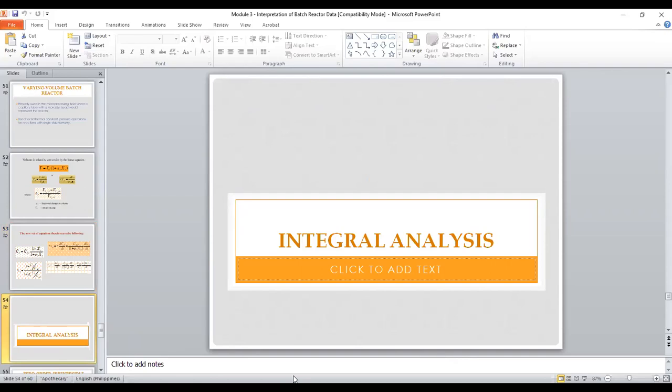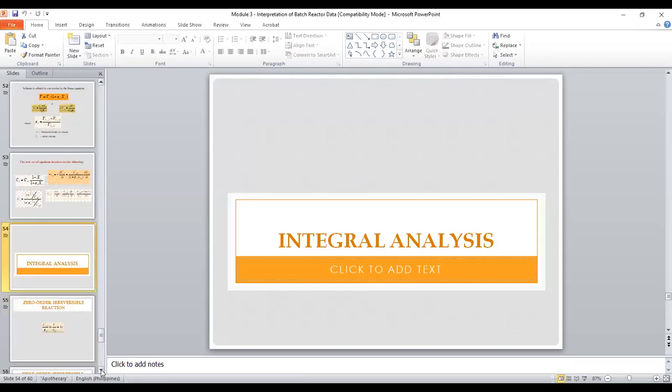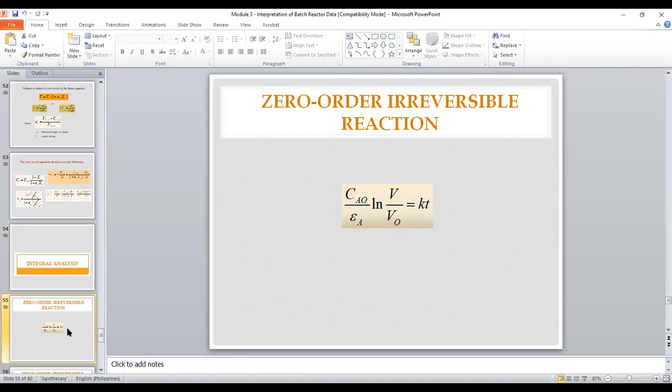Just like constant volume batch reactor, this is also divided into 2 categories: one is integral analysis and another one is differential analysis. Although it's very seldom that we use differential analysis for varying volume batch reactor, most of the time integral analysis will do, because the data that is provided is not really that big. So we go to zero order irreversible reaction, specifically varying volume reaction, but zero order.